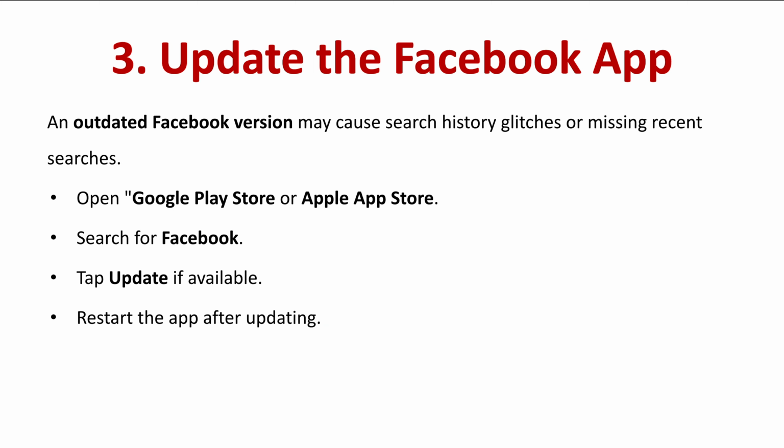Third is update the Facebook app. An outdated Facebook version may cause search history glitches or missing recent searches. Open the Google Play Store or Apple App Store. Then search for Facebook, then tap Update if available. Restart the app after updating.